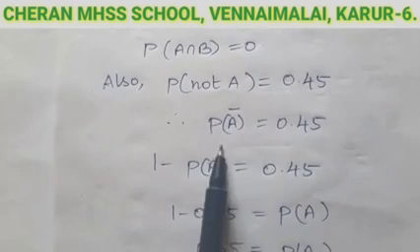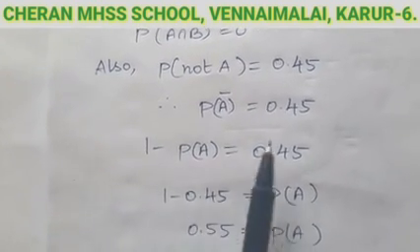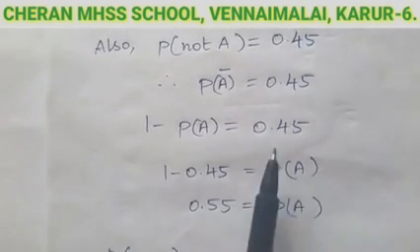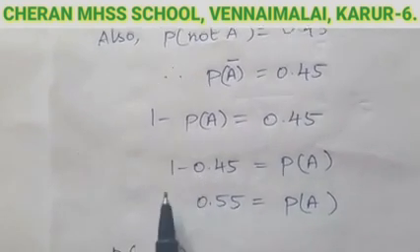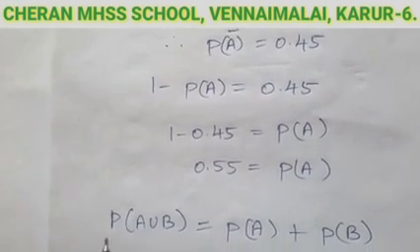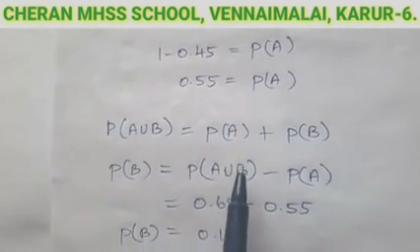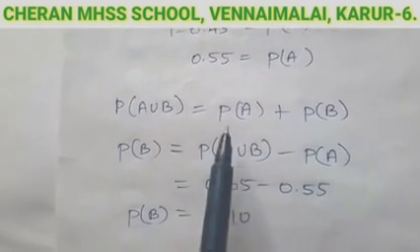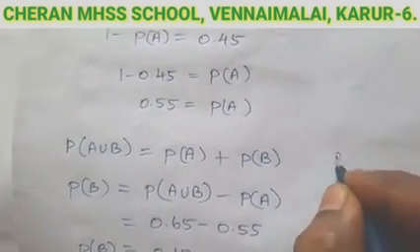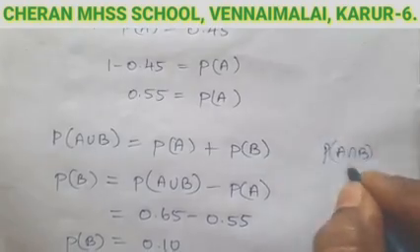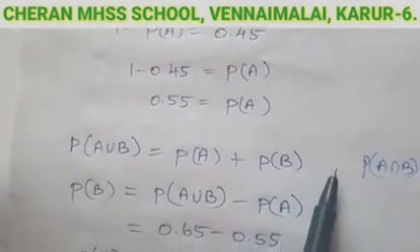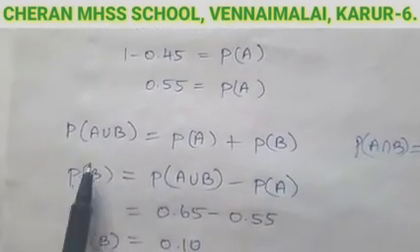We know the formula. P of A bar is equal to 1 minus P of A. So we write this 1 minus, we take this P of A this side, it becomes positive. This positive value will become negative. So 1 minus 0.45 is 0.55 is equal to P of A. P of A union B is equal to P of A plus P of B, because here A and B are mutually exclusive. Since they are mutually exclusive, P of A intersection B is equal to 0. This we have already given here. So here the intersection value is 0. So we write the formula like this.